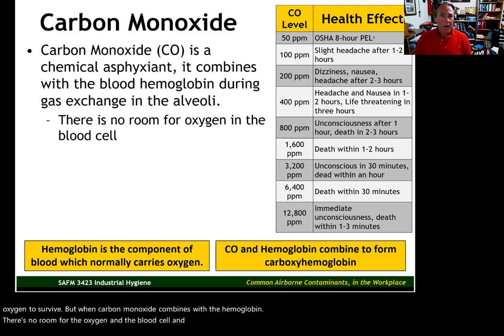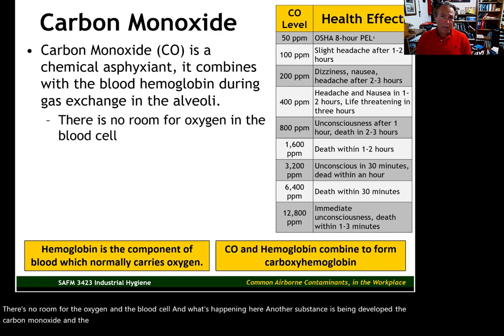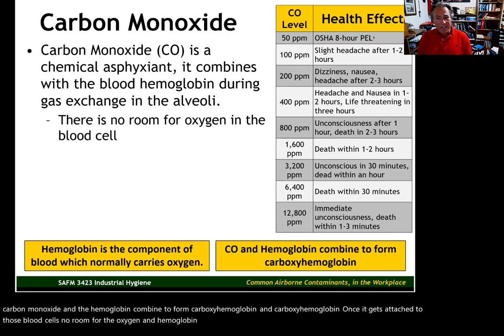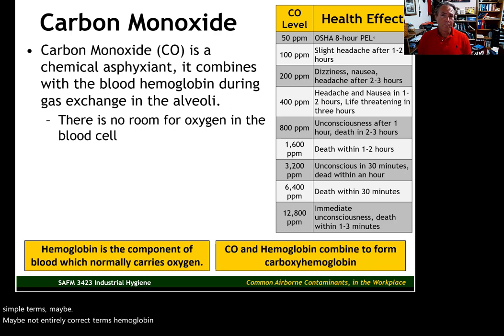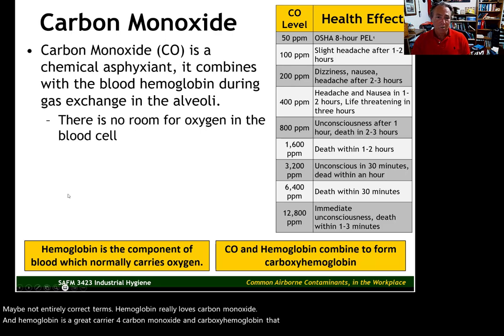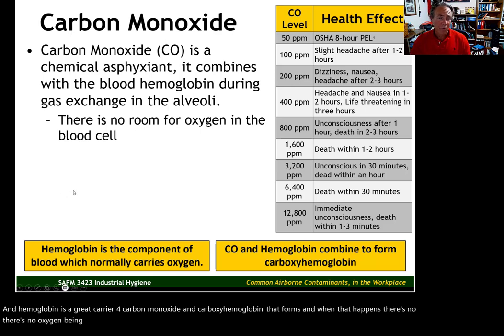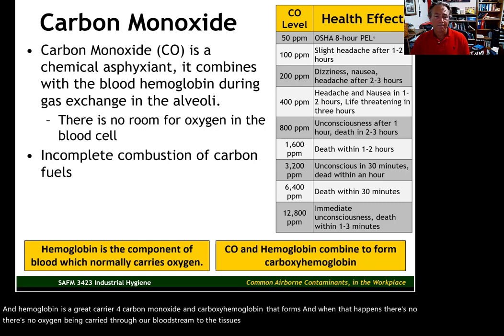And what's happening here, another substance is being developed. The carbon monoxide and the hemoglobin combine to form carboxyhemoglobin. And carboxyhemoglobin, once it gets attached to those blood cells, no room for the oxygen. And hemoglobin has a great affinity for carbon monoxide. Or you say it in more simple terms, maybe not entirely correct terms, hemoglobin really loves carbon monoxide. And hemoglobin is a great carrier for carbon monoxide and carboxyhemoglobin that forms. And when that happens, there's no oxygen being carried through our bloodstream to the tissues that need that oxygen.